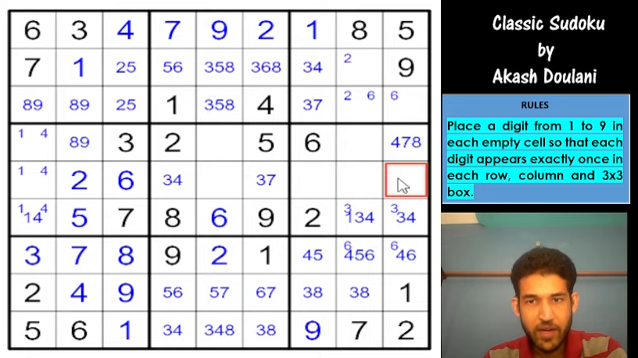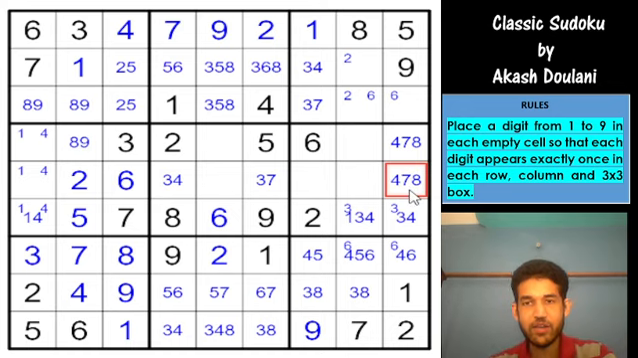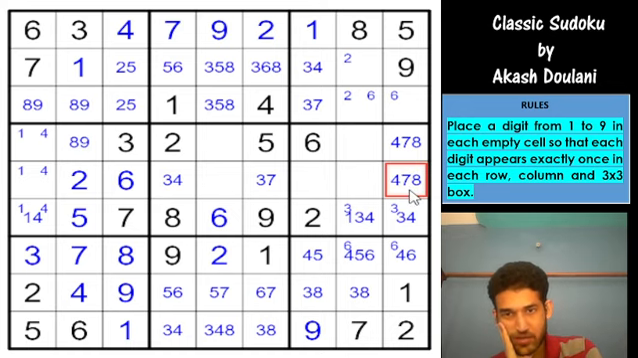Okay, but it can't be a 3 because you have 3 in one of these cells, which means that this will also be a 4 7 8. That's really nice. 7 8.